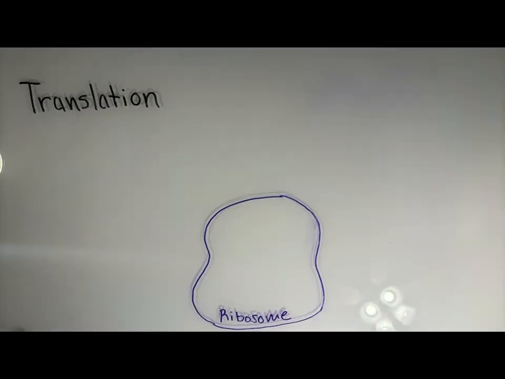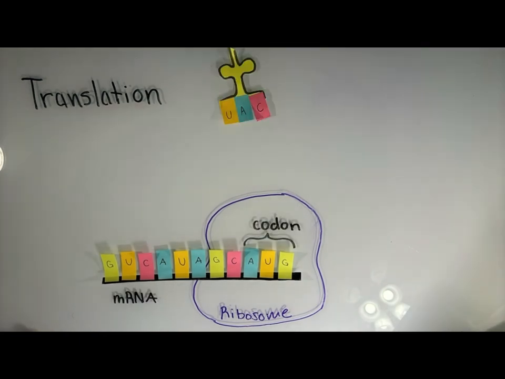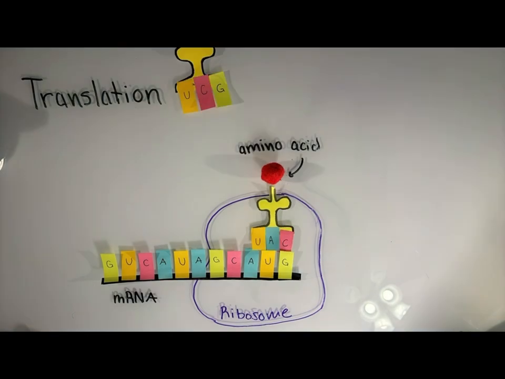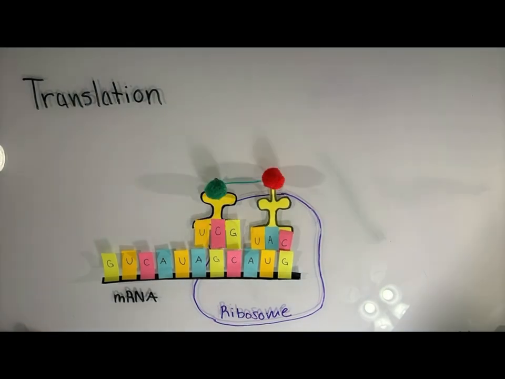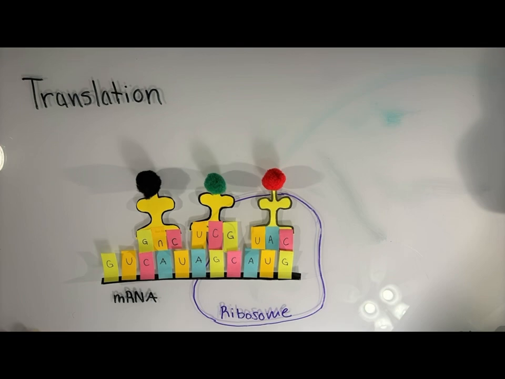mRNA attaches to the ribosome where one of its codons is brought a corresponding anticodon by tRNA. This process is continued on the rest of the mRNA, where the amino acids, or building blocks of proteins, corresponding to the anticodon attached to the tRNA are bonded by peptide bonds and form a polypeptide.